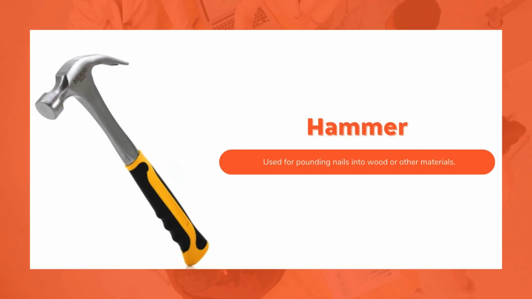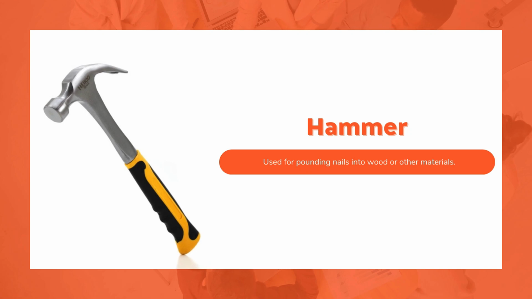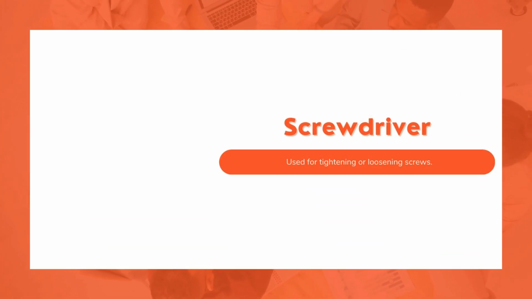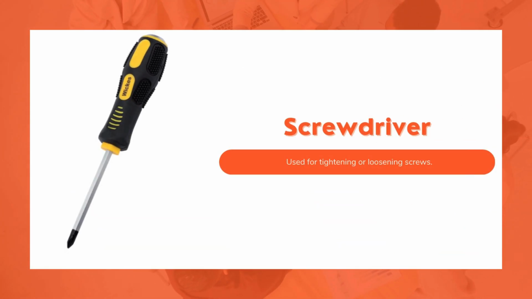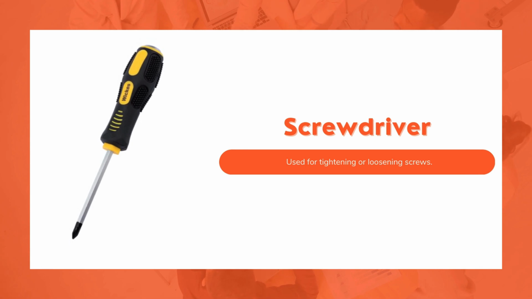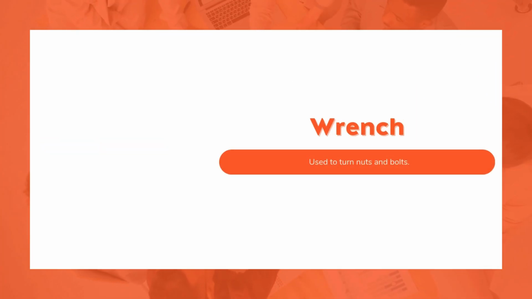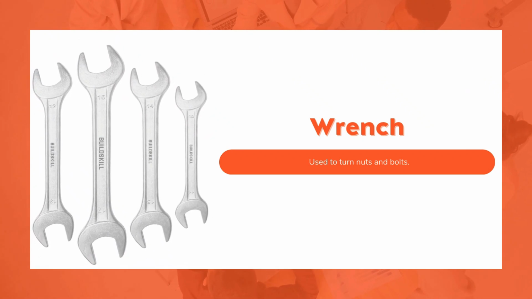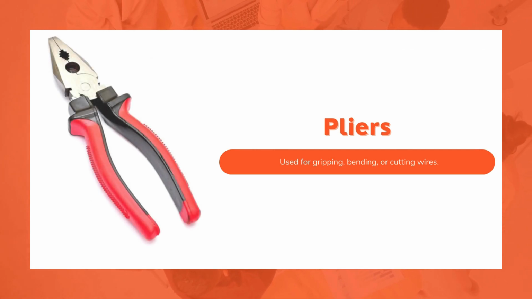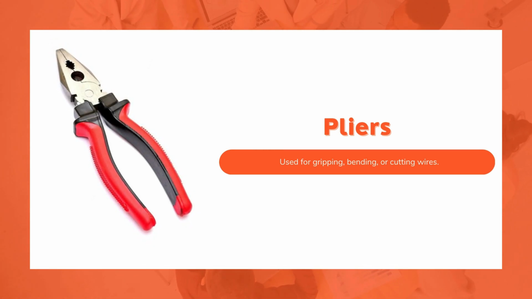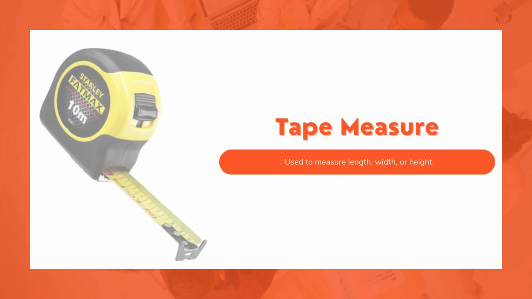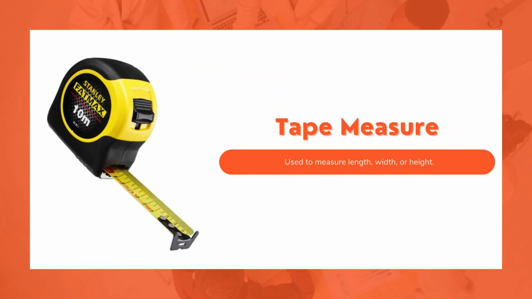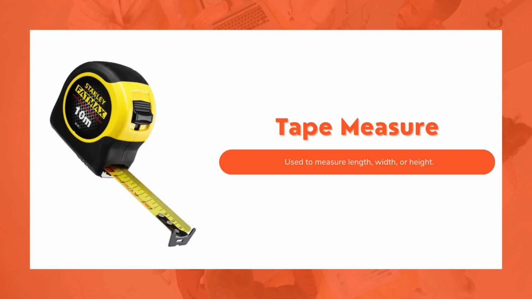Hammer used for pounding nails into wood or other materials. Screwdriver used for tightening or loosening screws. Wrench used to turn nuts and bolts. Pliers used for gripping, bending, or cutting wires. Tape measure used to measure length, width, or height.